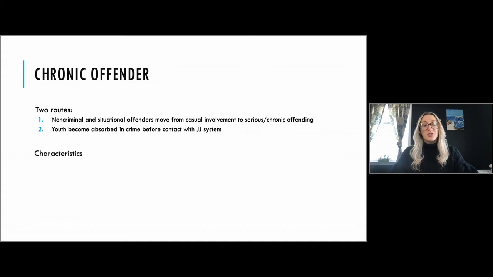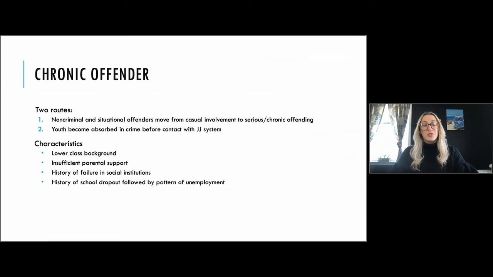So what are the characteristics of a chronic offender? First is that they typically come from lower class backgrounds. They have insufficient parental support. They show a history of failing in numerous social institutions and settings. And they have a history of school dropout, which is then followed by a pattern of unemployment into adulthood.